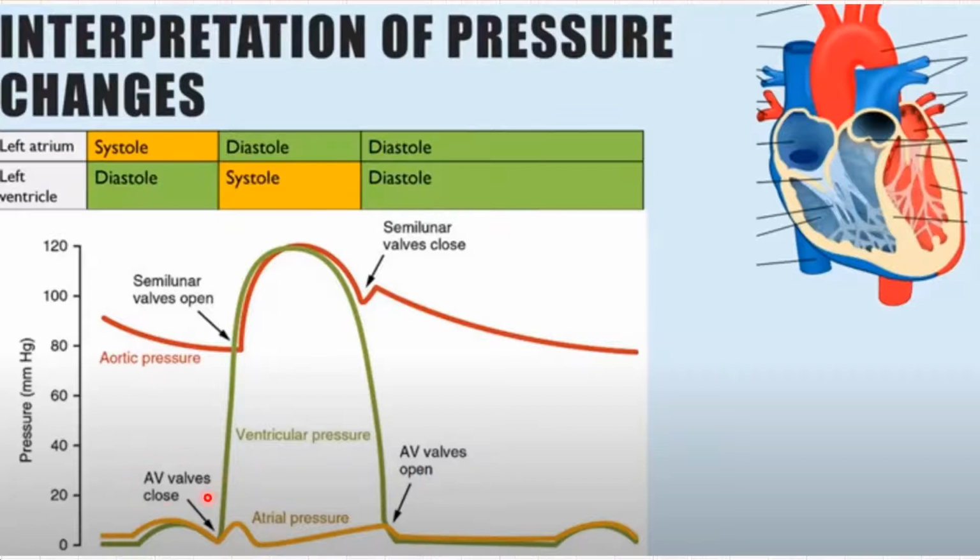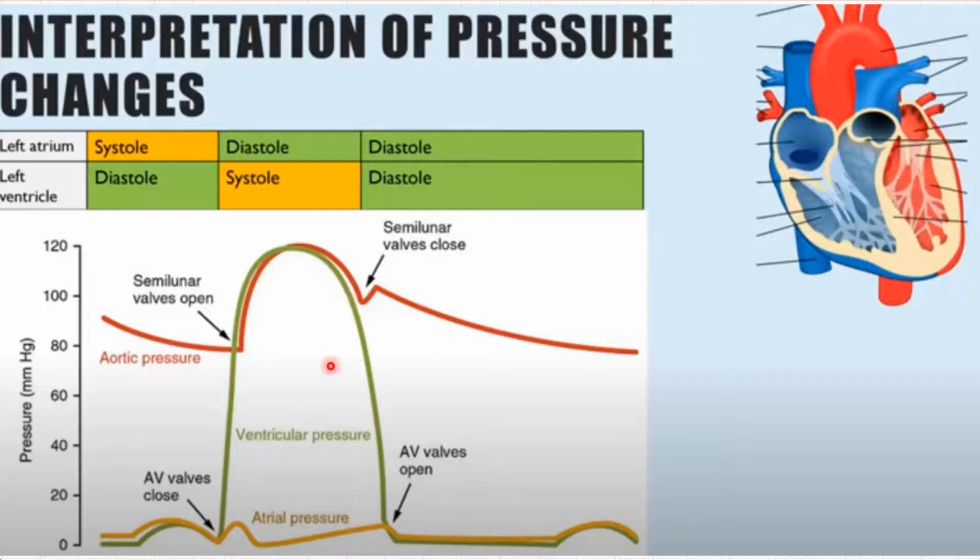So here we are talking about the atrioventricular valves, right? Because see, this is the atria, and then this is the ventricular curve. So when the atrioventricular valves are opening, you're looking at the ventricular pressure increasing. The blood will eventually be pumped into the aorta. So now you see the aortic pressure is also increasing.